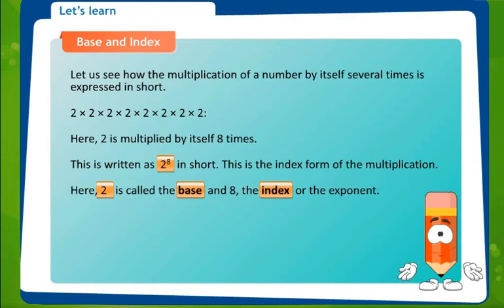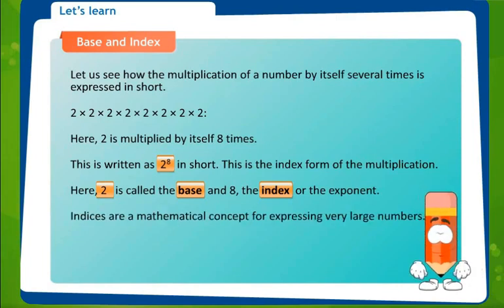Like here, 2 raised to 8. So 2 is the base. 2 is repeated. How many times? 8 times. So 8 is the index, or you can call it the exponent.